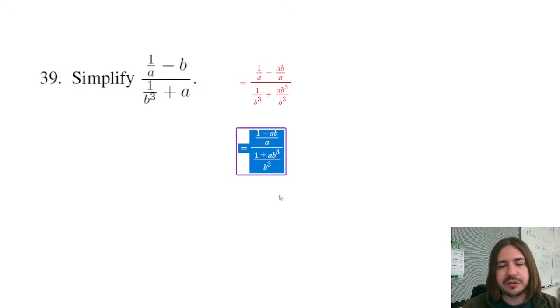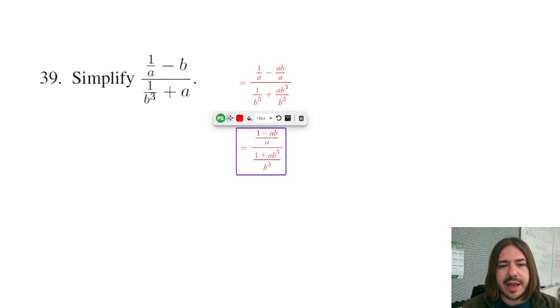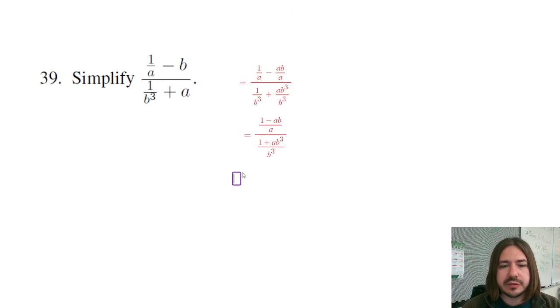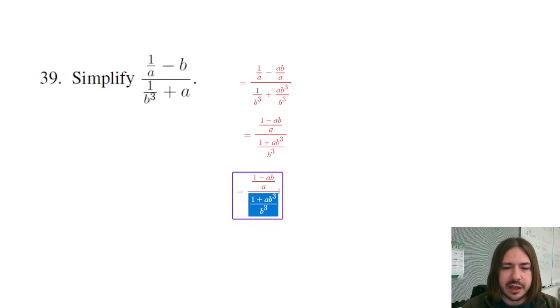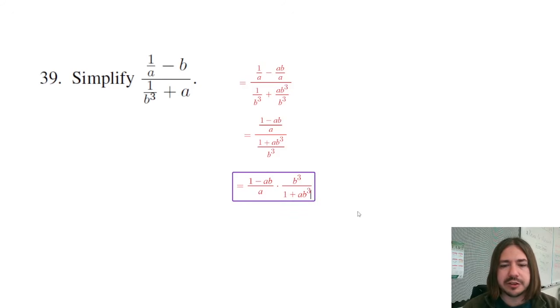When you divide two fractions, that's the same thing as multiplying by the reciprocal. So if I'm dividing by this big fraction here, I can rewrite that as times the reciprocal of that fraction. So I'm going to flip the numerator and the denominator on that second fraction. Now here, I'm almost done. All I need to do is just distribute the b cubed to both terms in this first fraction, and then I'll distribute the a to both terms in this second denominator.